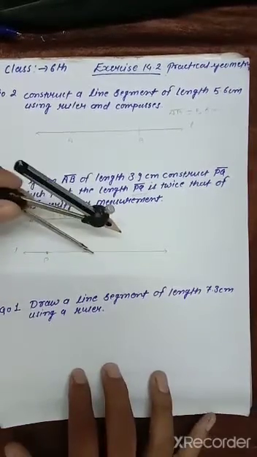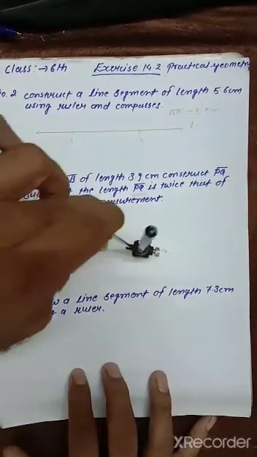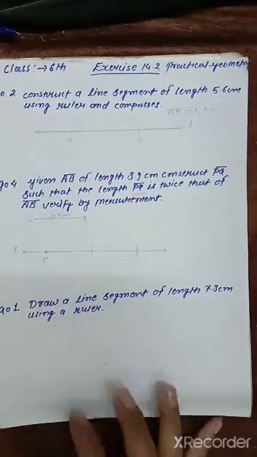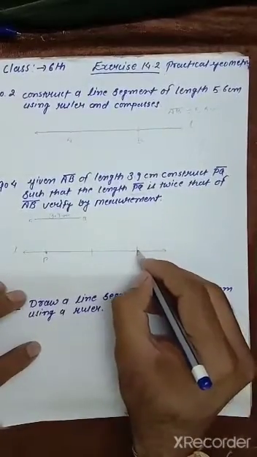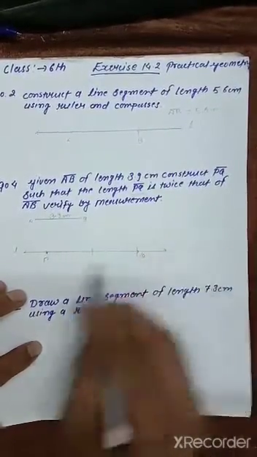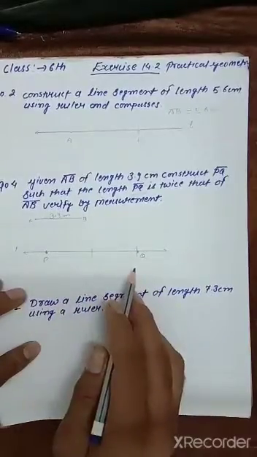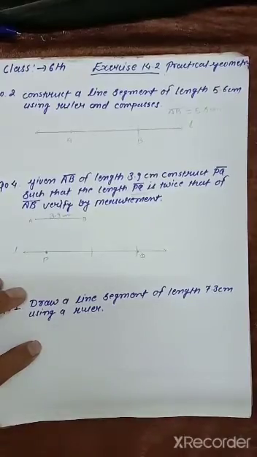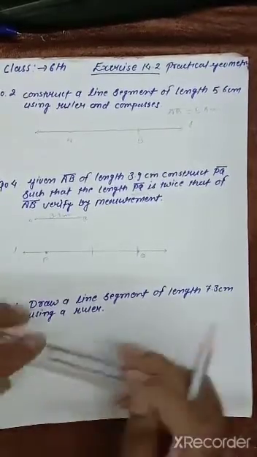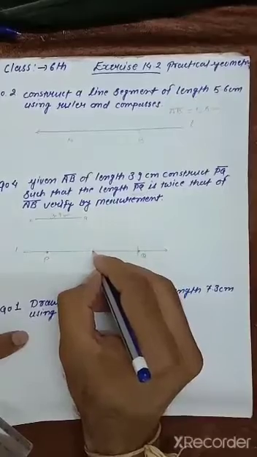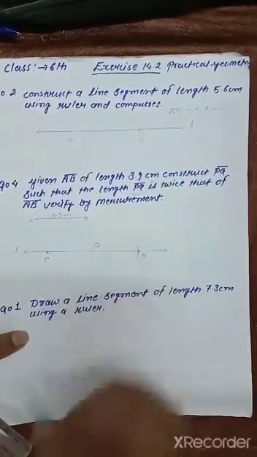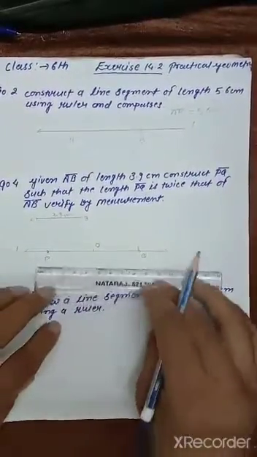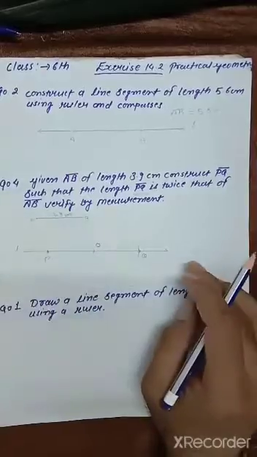So we'll cut one more time, and this second point of intersection will be Q. So this line segment PQ will be twice of AB. Now we have to verify the measurement. Suppose the first point of intersection is given the name O. You can also check with the help of a ruler, but you have to verify the measurement.